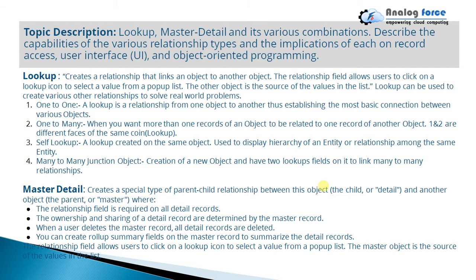First, let us start with what is a lookup. A lookup, as explained in simple terms by Salesforce itself, creates a relationship that links an object to another object. The relationship field allows a user to click on a lookup icon to select a value from a pop-up list. So a pop-up is going to open with the list of values, which obviously you can filter, that is another thing. The other object is the source of the values in the list.